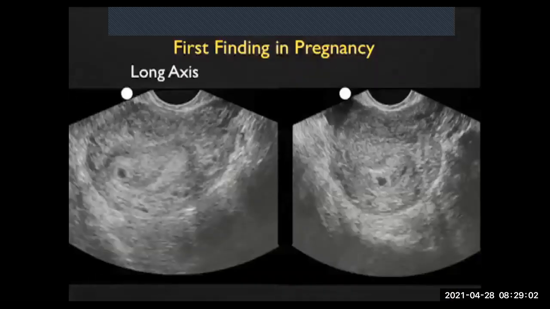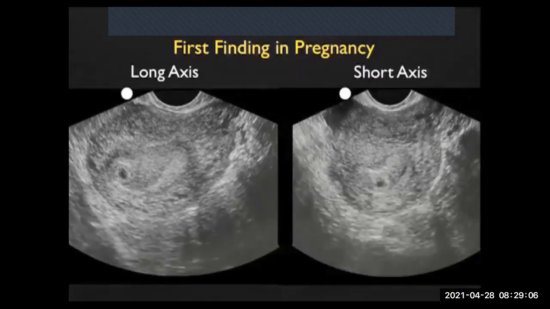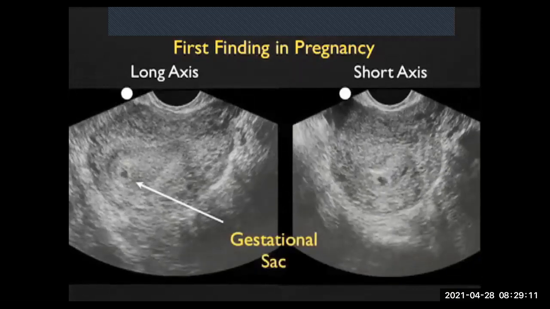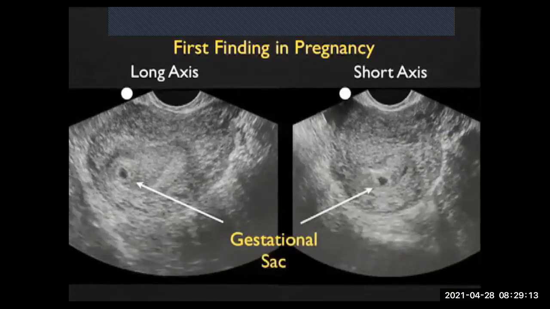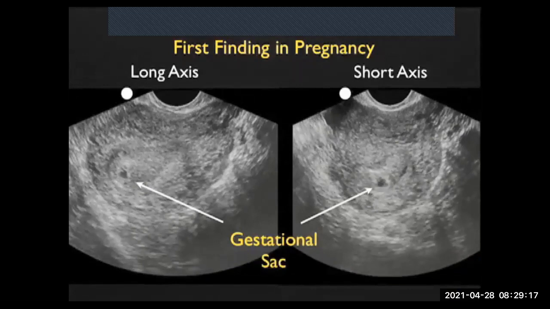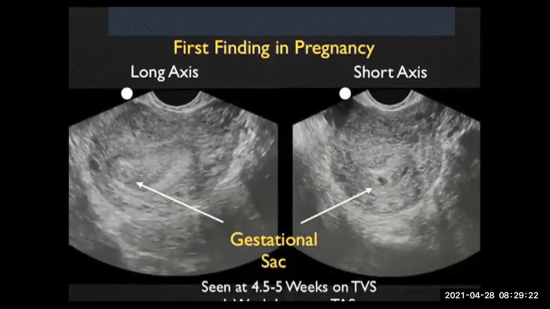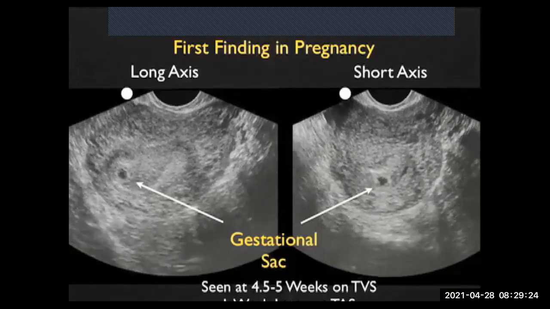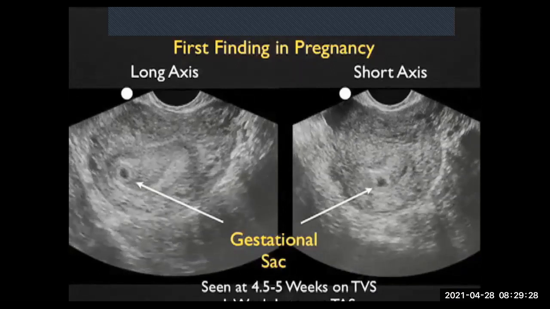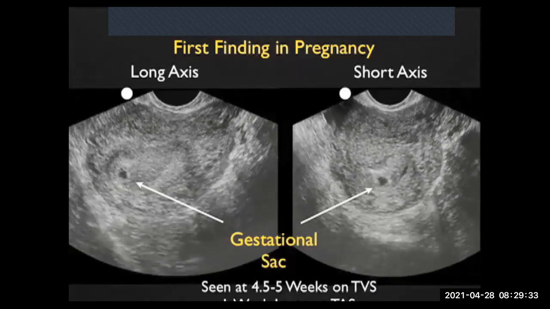Here are two video clips showing the gestational sac, long axis to the left and short axis to the right. We see here a very small diameter gestational sac in both of these orientations. Unfortunately, this can be seen with a pseudogestational sac of ectopic pregnancy. So a small gestational sac like this is in no way diagnostic of an intrauterine pregnancy for the emergency physician sonographer. Remember that the gestational sac is seen at about 4.5 to 5 weeks on transvaginal sonography and about a week later on transabdominal sonography.